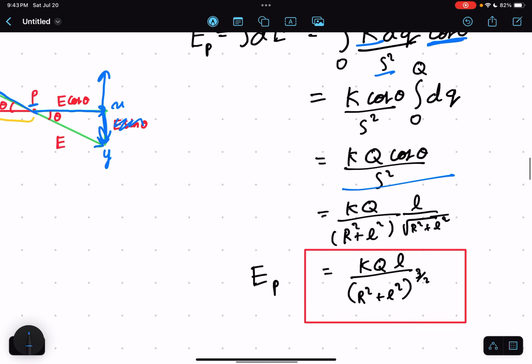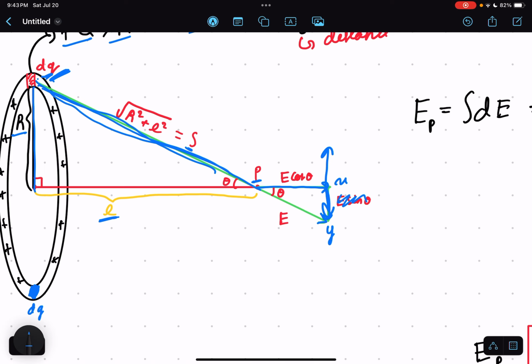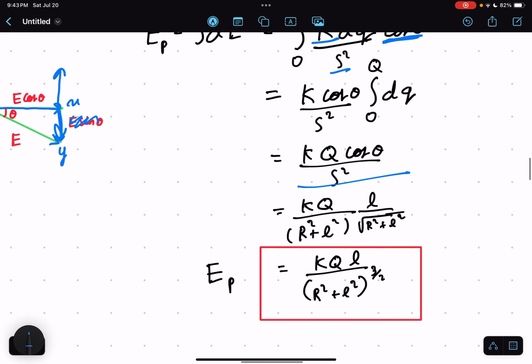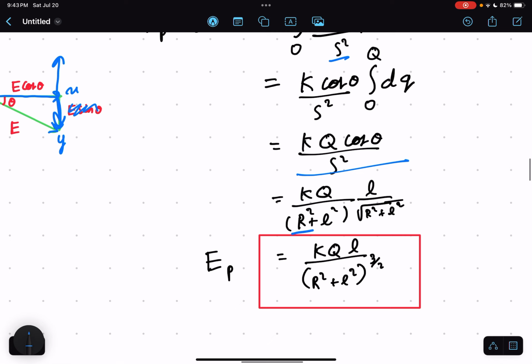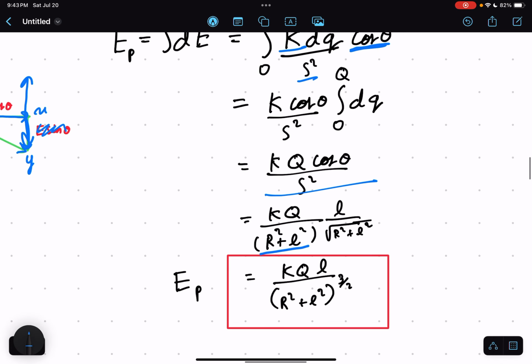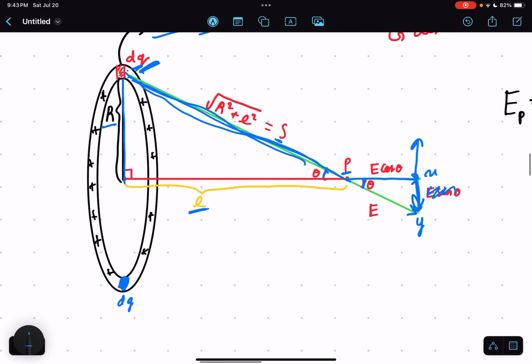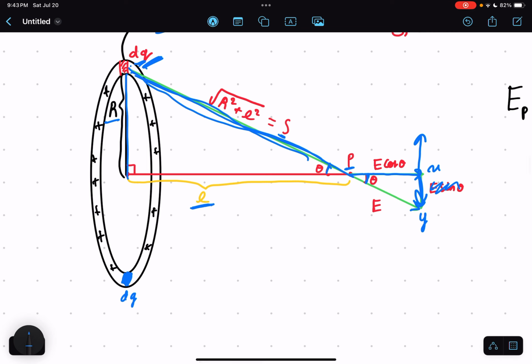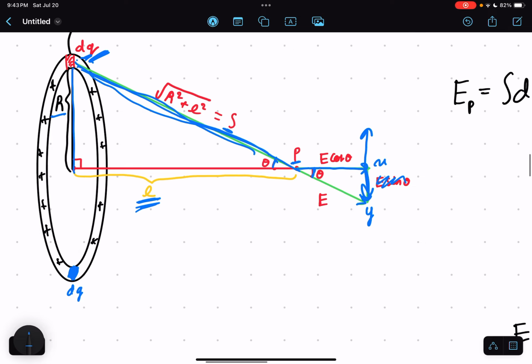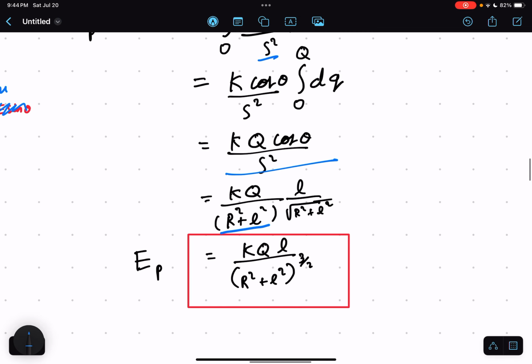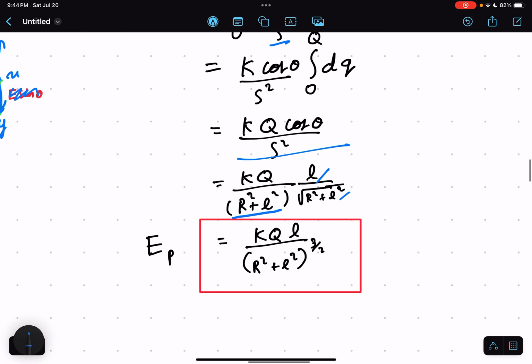Now as you can see, the integral of dq is just q, so we arrive at this formula over here. Now s square, as I said before, is r square plus l square, so we can substitute it here. We can rewrite cos theta: this theta and this theta are going to be equal, so we can write cos theta as the adjacent side, which is this l over here, divided by the hypotenuse, which is this s over here. So it's going to be l divided by the root of r square plus l square, which is s.